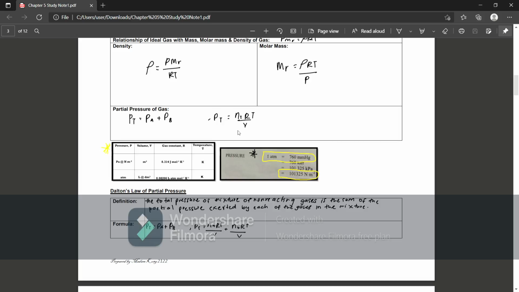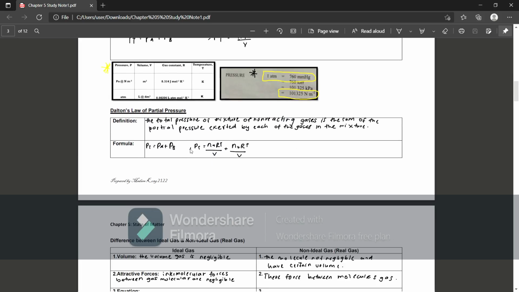So for partial pressure of gas, PT equals PA plus PB. PT is nT RT over V. And Dalton's law of partial pressure. Definition: the total pressure of a mixture of non-reacting gases is the sum of the partial pressures exerted by each of the gases in the mixture. So the formula is also PT equals PA plus PB, the same as PT equals nA RT over V plus nB RT over V.